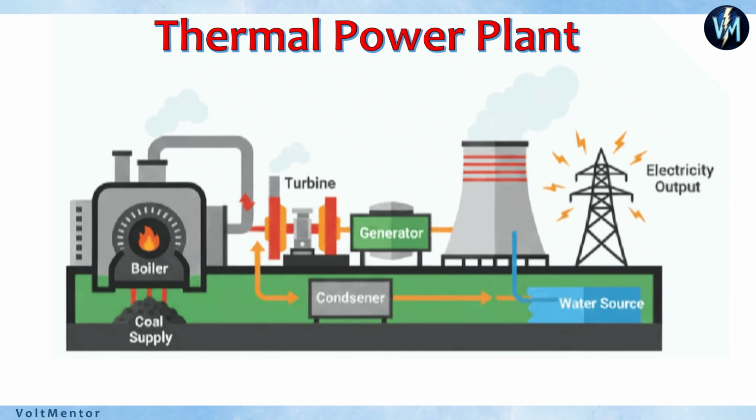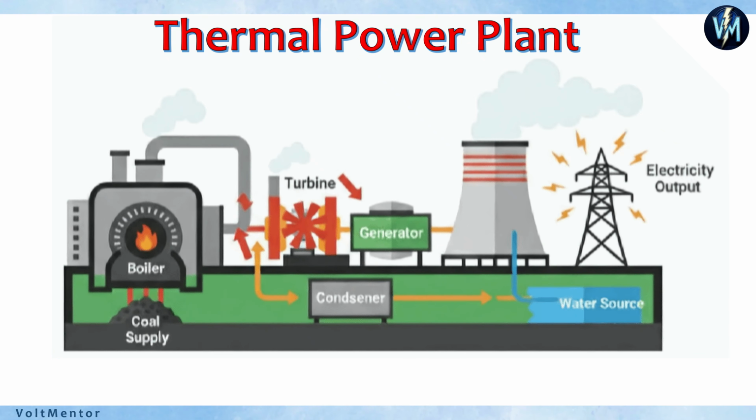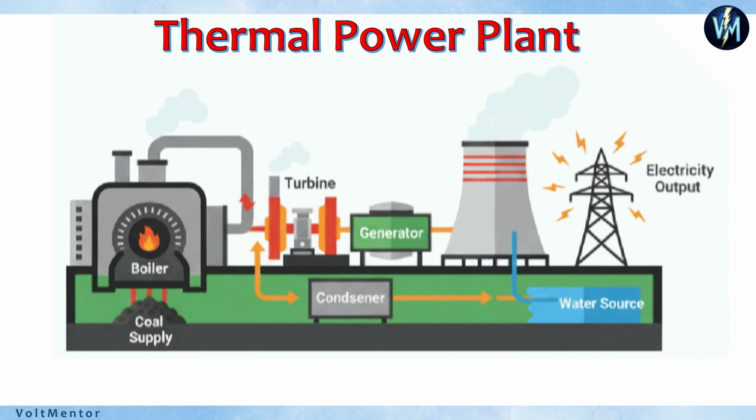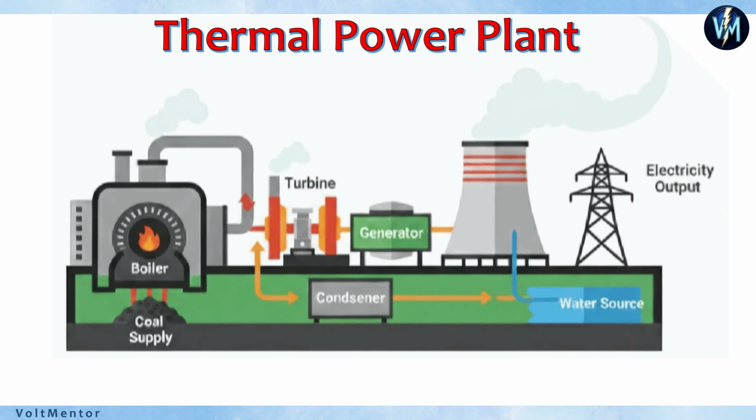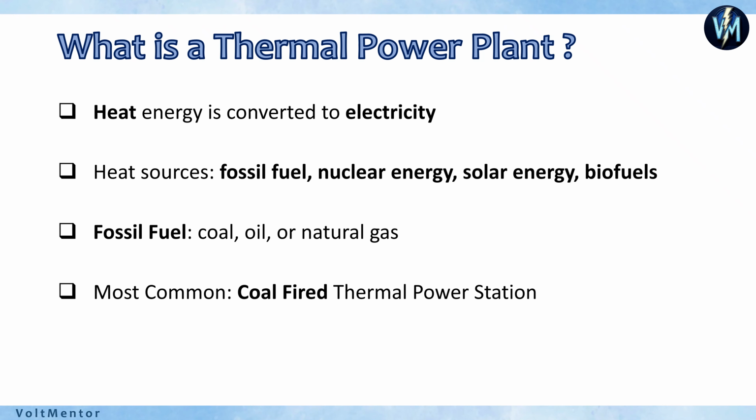Today we are going to learn how electricity is generated from heat, that is thermal power plants. Let's understand step by step how this huge system works. So, what is a thermal power plant? A thermal power plant is a setup where heat energy is converted into electrical energy.